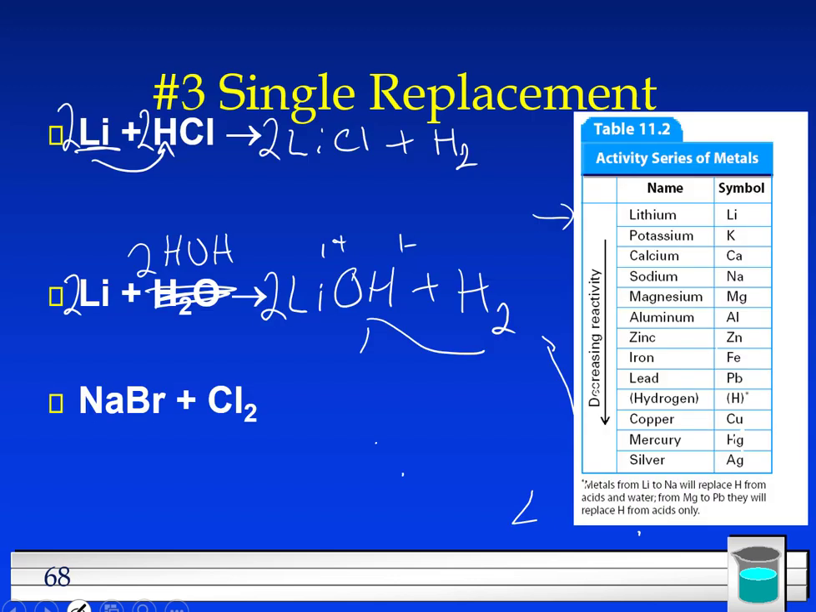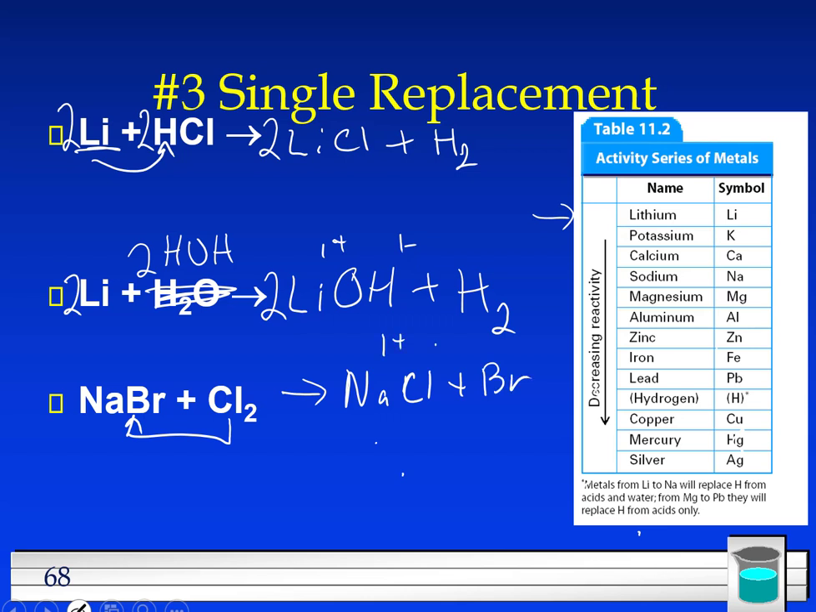One last to do. NaBr plus Cl2. First I've got to recognize that it's single replacement. The compound and an element, one of each. That's single replacement. So the element, Cl2, is going to replace the one that's like it, which is Br. Can Cl replace Br? The one by itself, Cl, is higher than Br, so this reaction is going to happen. So Na is not going to be next to Br, Na is going to be next to Cl. Br will be by itself.